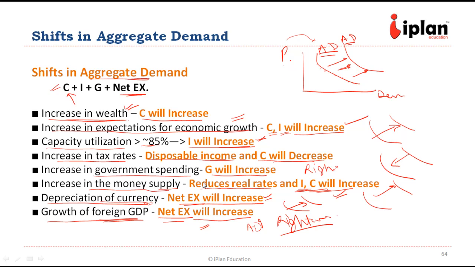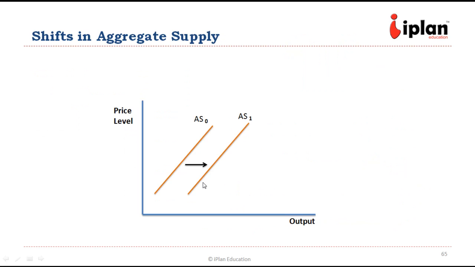Suppose earlier this was the aggregate supply curve. At price P0, there was Y0 economic output, but suddenly the supply curve shifts rightwards. So the companies will be able to produce more at the same price level. So the economic output will increase even at the same price level. It will be very positive for an economy if they are able to produce more at the same price.